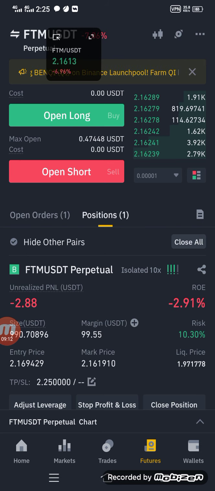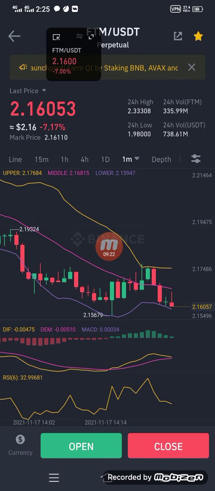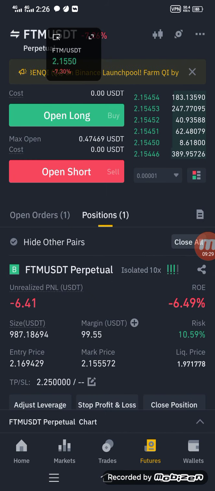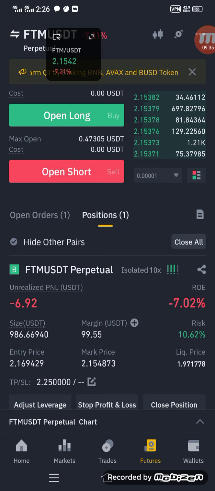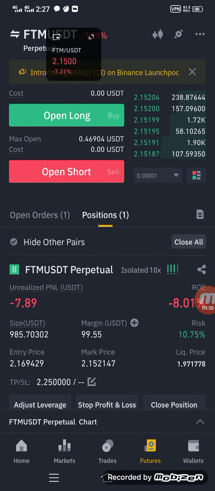It's my last pair, friend. Still look at that position, it's dumping. I think if it gets a huge dump, then I will close it soon. So if it's going to dump, then I will close it. Look at this, the dump is going. So I will close my trade.